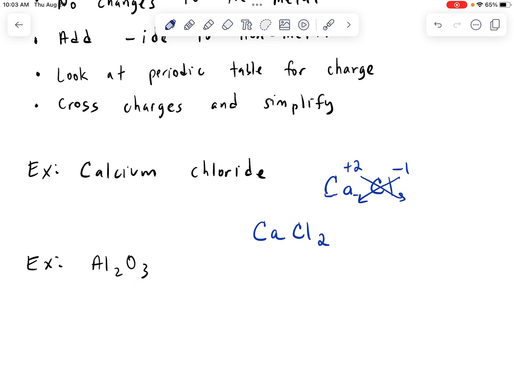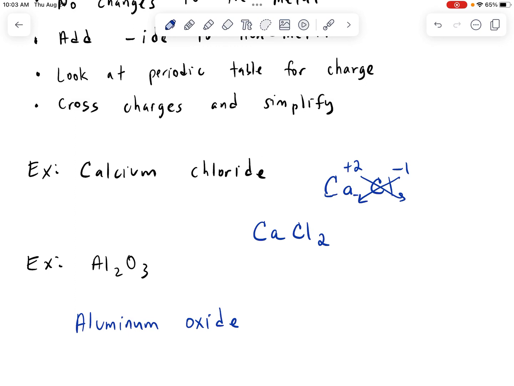So we are not going to change the first name. We're going to call this aluminum. And we're going to add IDE to the nonmetal. So in this case, this is going to be called aluminum oxide.